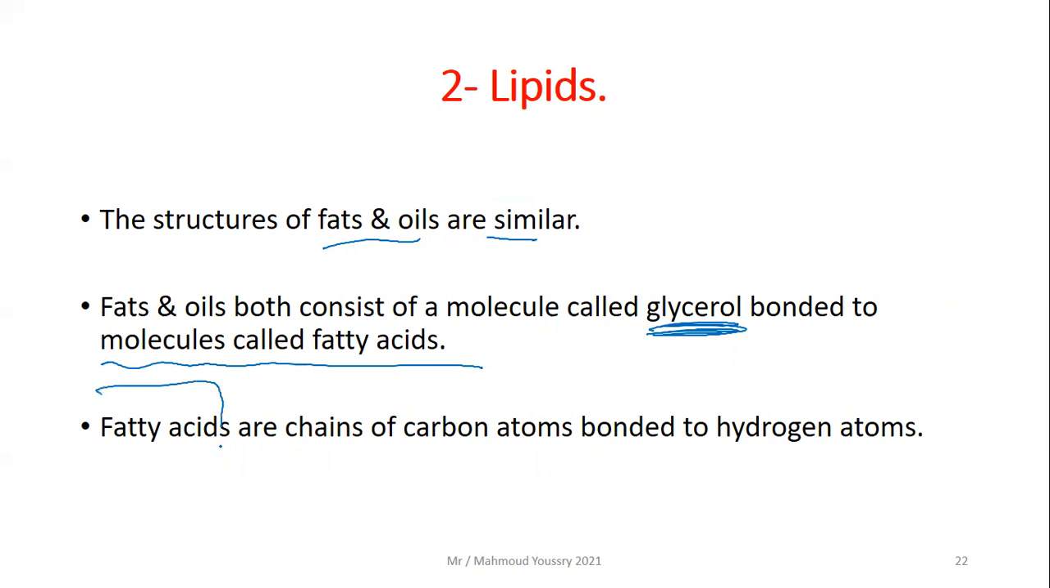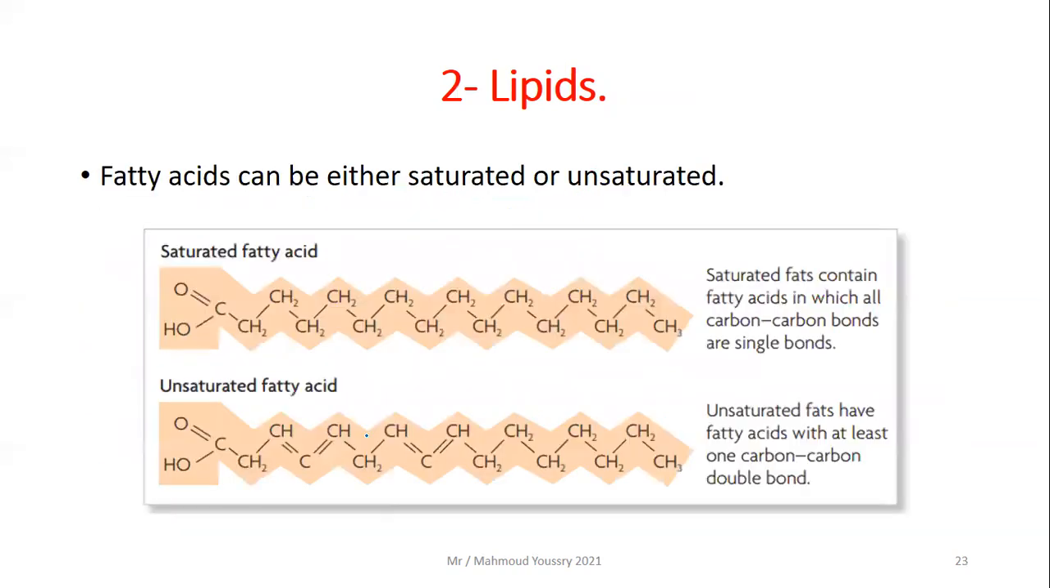So what is a fatty acid? Fatty acids are chains of carbon atoms bonded to hydrogen atoms. Then we have two types of fatty acid chains. They can be saturated or unsaturated.